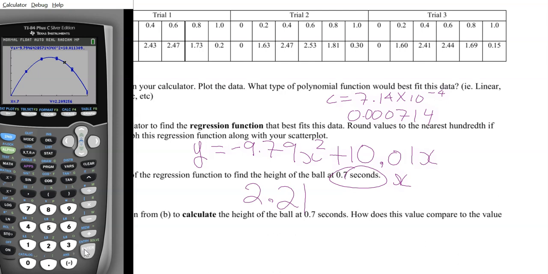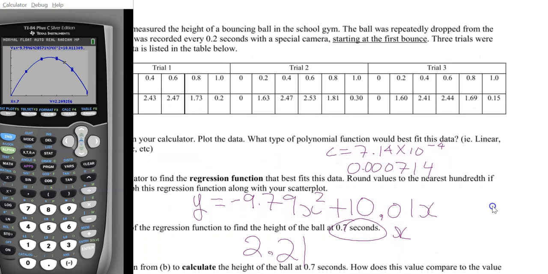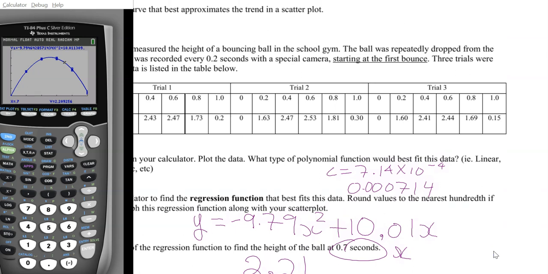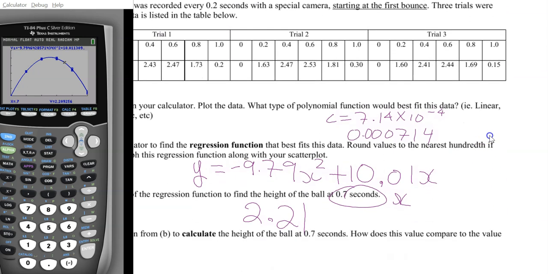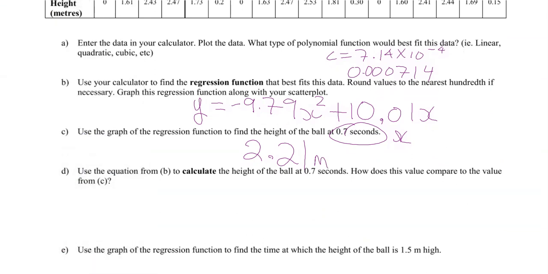2.21. Units on this thing? Probably meters. Okay, meters. Use the equation to calculate the height of the ball in 0.7 seconds.